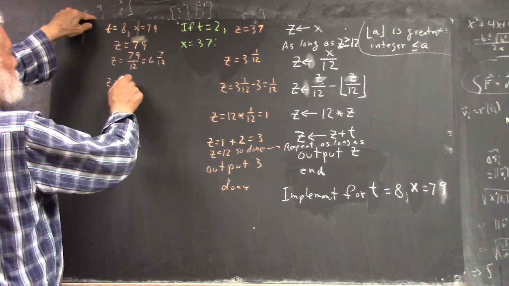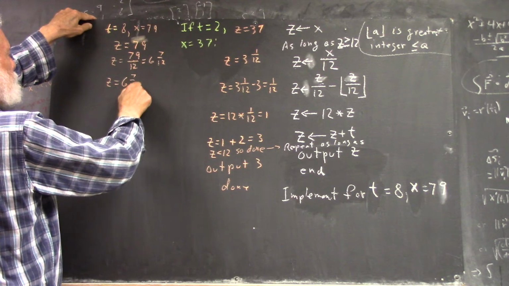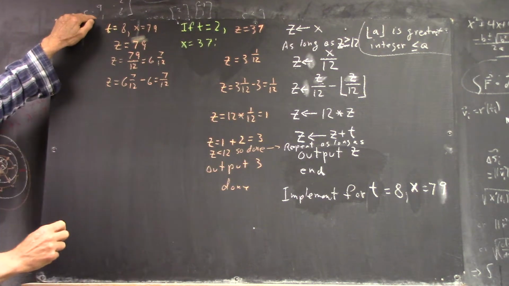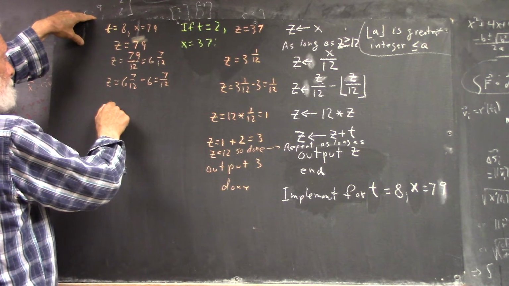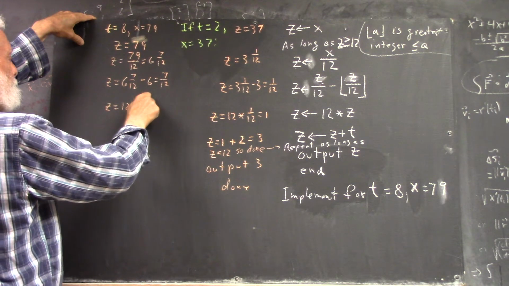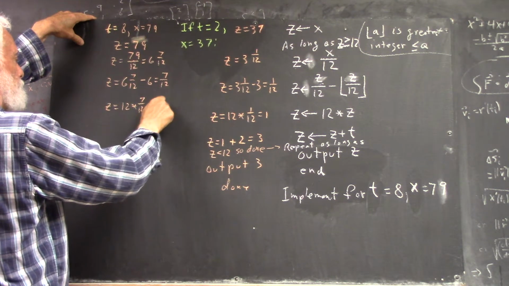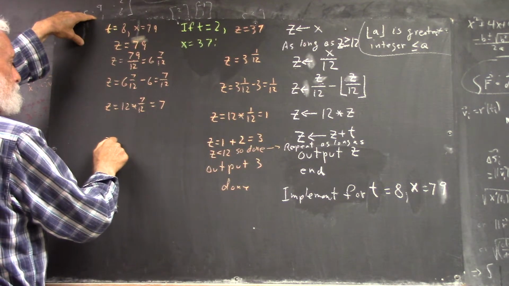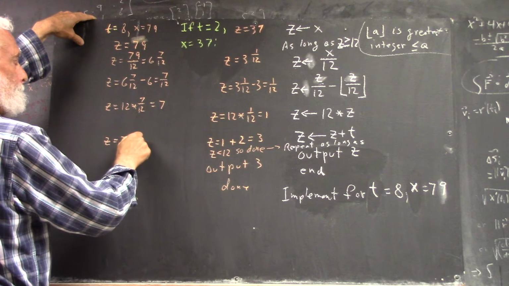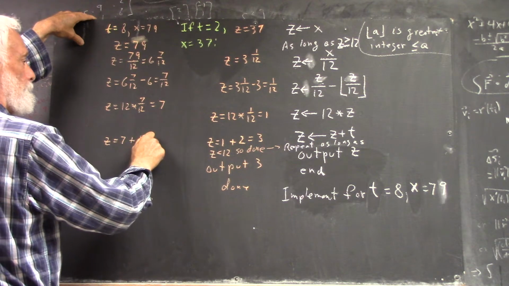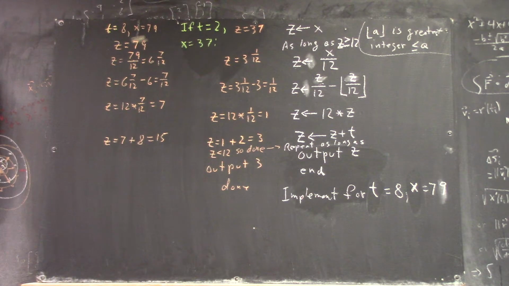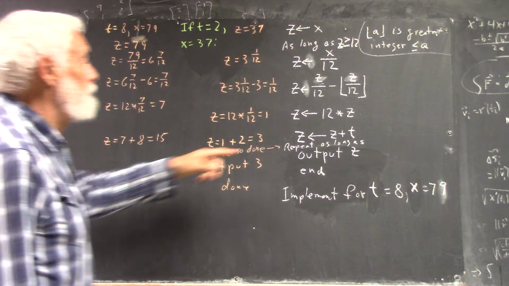Okay. So now z equals 6 7/12 minus 6, which is 7/12. Okay? And now z is 12 times 7/12, which is 7. Now we're down to this step. And z is now 15, right? Everybody agree up to this point? Okay, so now we got to go back here, right?